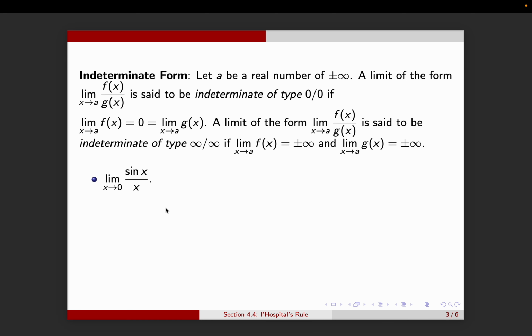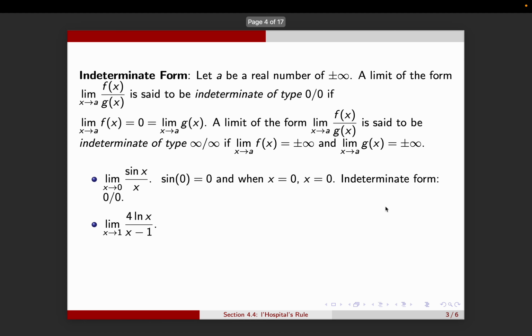Okay, so let's look at some examples of limits that are indeterminate type and think about what type they are. So here's an example here. Limit as x approaches 0, sine x over x. So as x approaches 0, sine x approaches 0. In particular, sine of 0 is 0. So the top approaches 0. And the bottom approaches 0. As x approaches 0, x approaches 0. So this limit has this form, 0 over 0. Indeterminate type, 0 over 0.